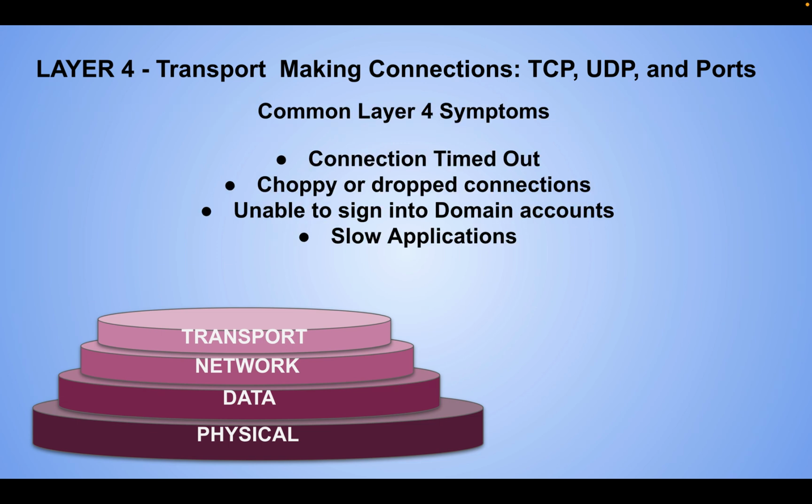Layer 4 issues manifest as problems with specific application connections. So if you're on an application and you see connection timed out or connection refused when trying to access a service, that's going to indicate it's a Layer 4 problem. Choppy or dropped connections, especially for real-time applications like video calls. Unable to sign into domain accounts, even if ping works. And generally slow applications, particularly those relying on a reliable data transfer.